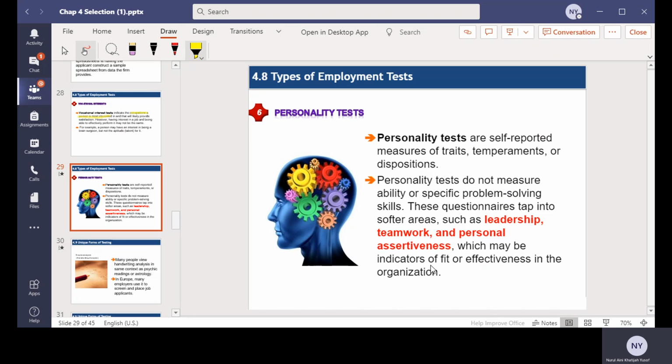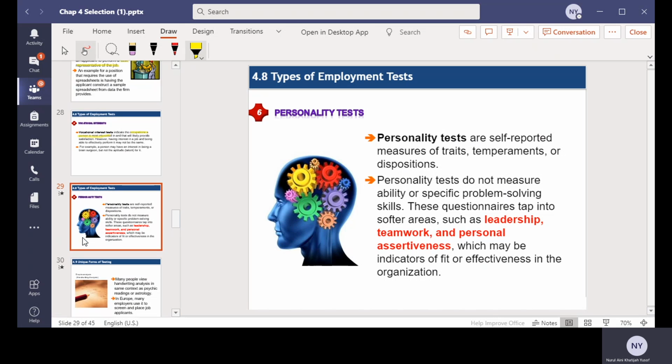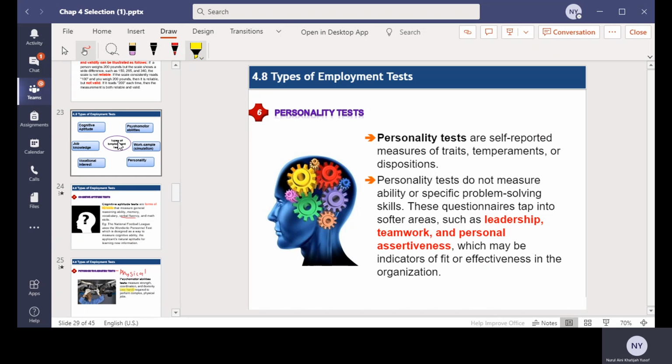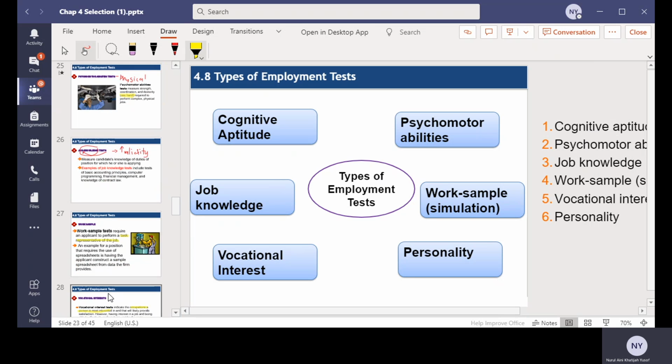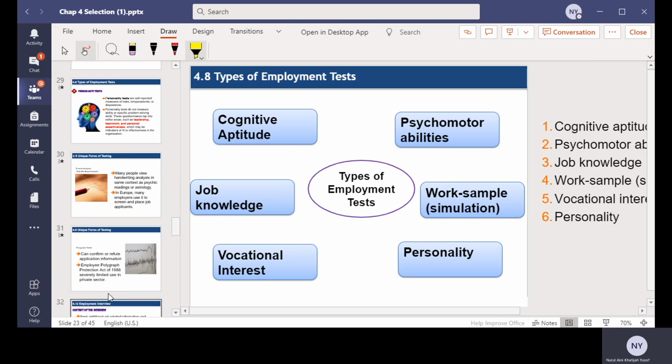So that is the 6 types of employment tests that a company can use. But again, as I mentioned, they can use a combination. Maybe the company wants to use a personality test and also a job knowledge test. Yes, they can. They give a questionnaire on personality, and then they conduct tests on job knowledge. All right, so that is the 6 types of tests.